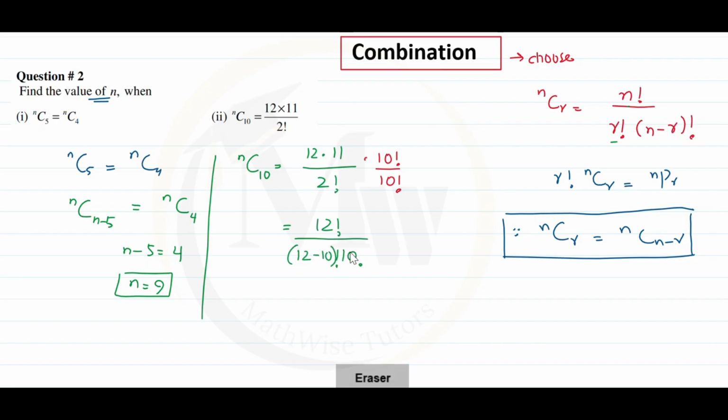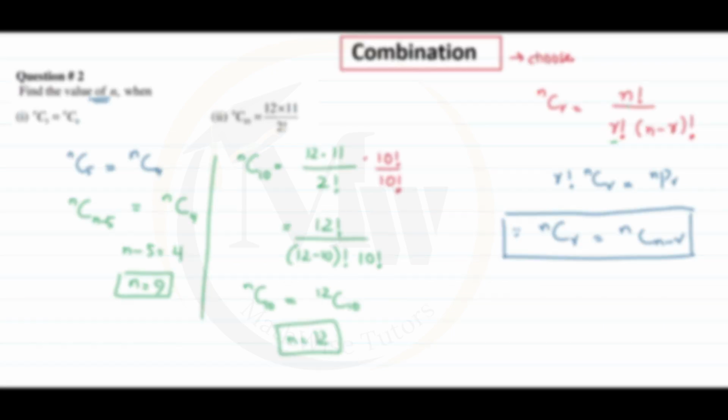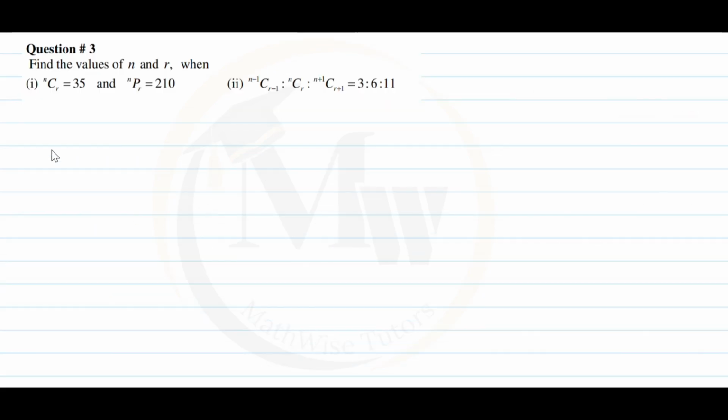So it shows that n is 12 here and r is 10 here, which is the formula of 12C10, and on the left side it is nC10. So by comparison, n equals 12. This is the value of n. Here is another example in which we need to identify the value of n and r, and two conditions are given where nCr equals 35 and nPr equals 210.